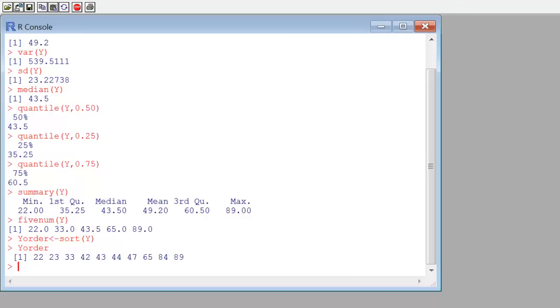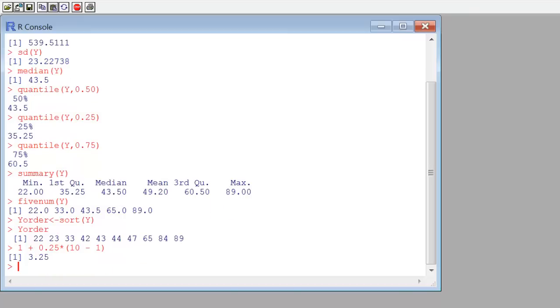And let me just type it at the prompt. You type 1 plus, then you type in the percentile that you're seeking. In this case, the 25th percentile, so I'll type 0.25 times the sample size minus 1. The sample size here is 10 minus 1. Close it out, and let's see what we get.